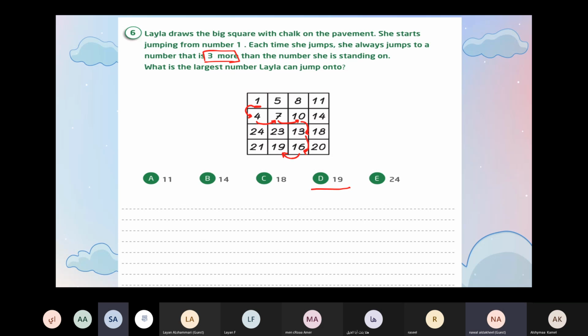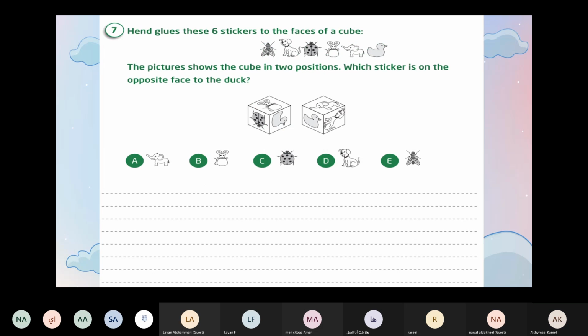No. Okay. Can I answer the next one? Number 7. What's your name? Shahad. Okay, Shahad, read number 7.